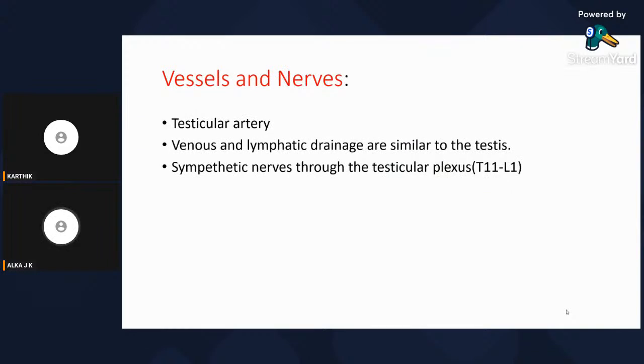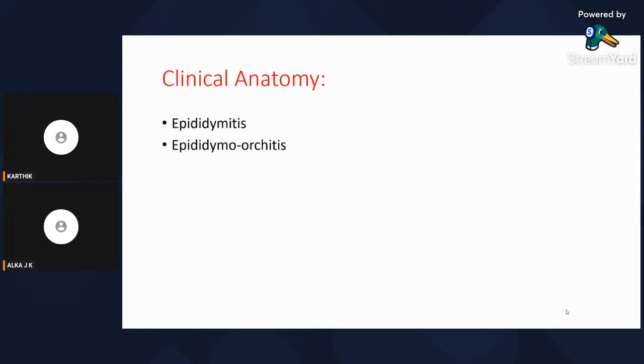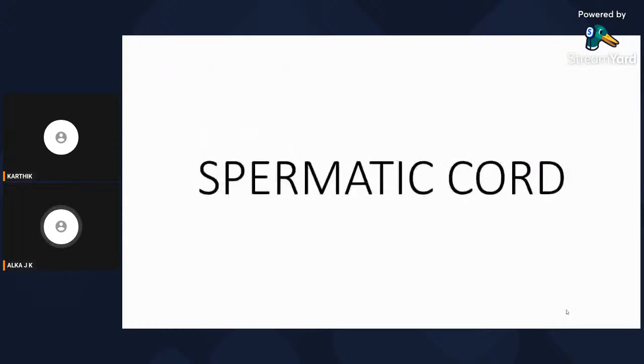Vessels and nerves: the testicular artery and nerve, that means venous drainage and lymphatic drainage are similar to the testes. Sympathetic nerves through the testicular plexus. Clinical anatomy: inflammation of the epididymis is known as epididymitis, and inflammation of the testes as well as epididymis is known as epididymo-orchitis. So this is about the epididymis.